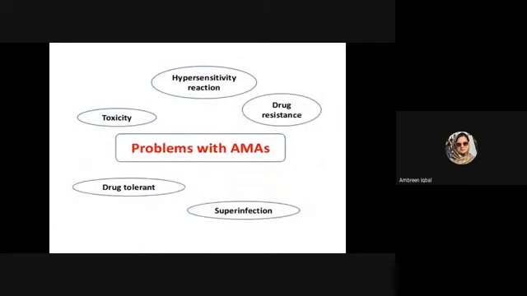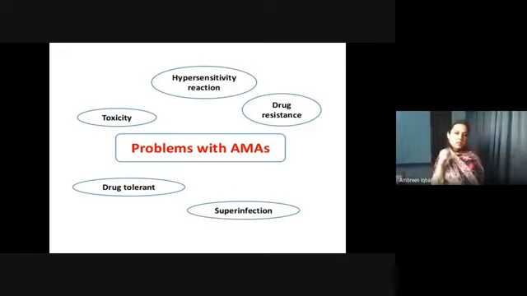Next are the problems that are commonly faced with antimicrobial agents. One of the very common problems is drug resistance. The bacteria show resistance towards the drug. The next is hypersensitivity reaction. Toxicity is very common with these antimicrobial agents. So whenever you are going to say antibiotics, always consider the side effects. They are also very important. Drug tolerance also develops. Superinfections are one of the problems that we face with antimicrobial agents.